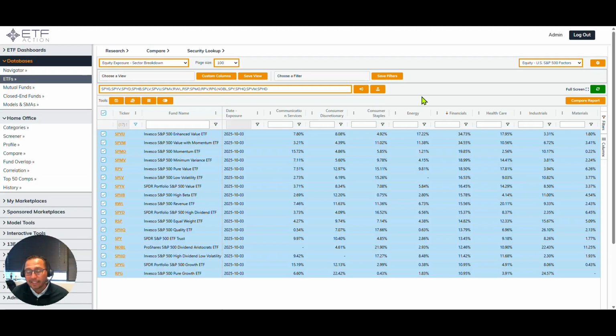It's easy, it's free. Just reach out if you have any questions, the team at ETF Action. But just a quick look at the markets through S&P 500 factors and what's happening.